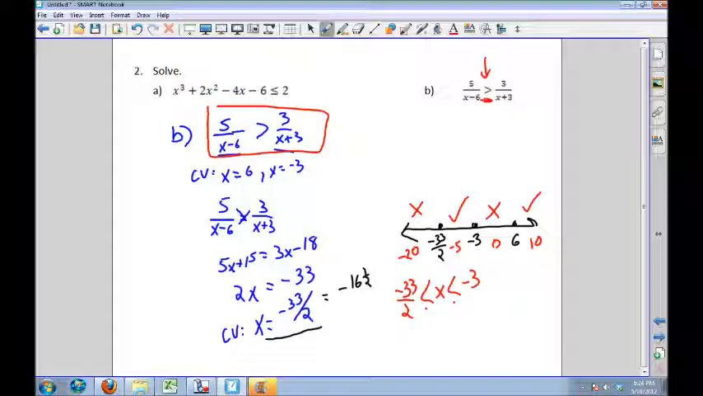And besides this interval, there is also this interval for values of x greater than 6. So either x is between negative 33 over 2 and negative 3, or x is greater than 6. Those would be my two solutions. Also, sketching them on the graph is useful for helping you decide where your interval actually is.